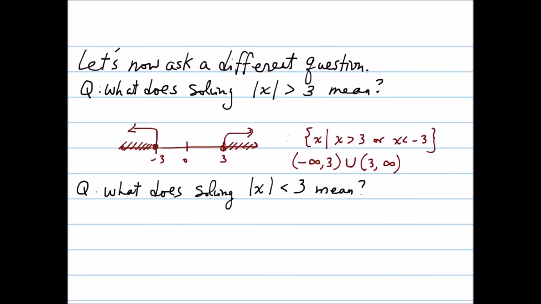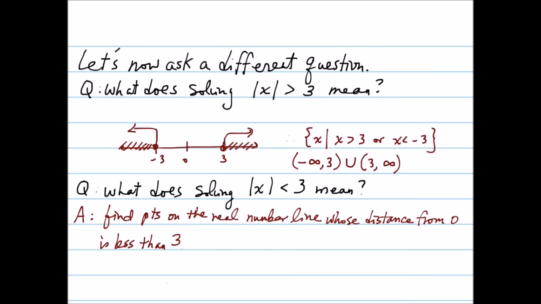On the other hand, what does solving the absolute value of x less than 3 mean? Well, it means to find points on the real number line whose distance from 0 is less than 3. So again, if you look at this picture where you start with the origin 0, and you label the points that are exactly 3 units away from 0, which are negative 3 and 3, and you're looking for points that are within that range. So it has to be basically trapped in here.